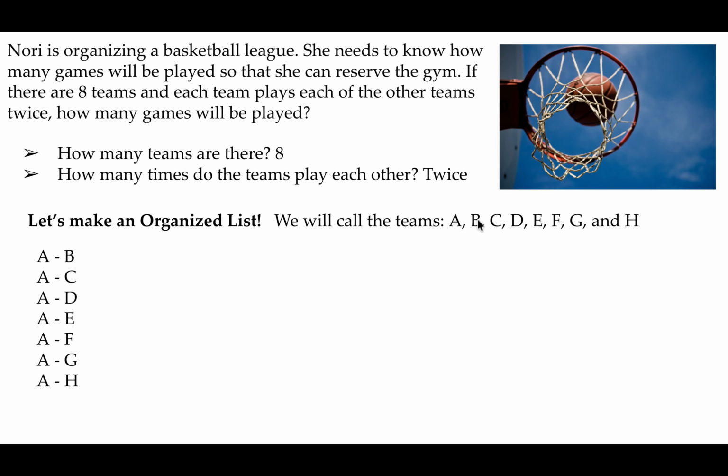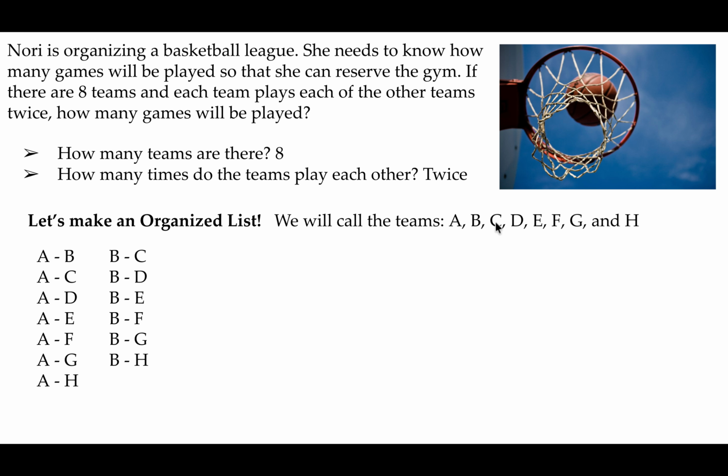Now let's start with B. We're not going to say B could play A because that's the same as A playing B. So we'll start with B playing C. Notice I'm not going to say BB because B can't play itself. So we have BC, BD, BE, BF, BG, and BH.